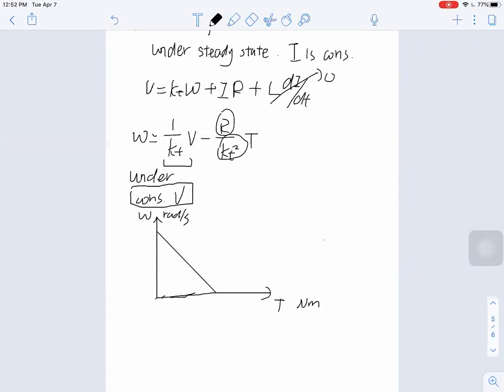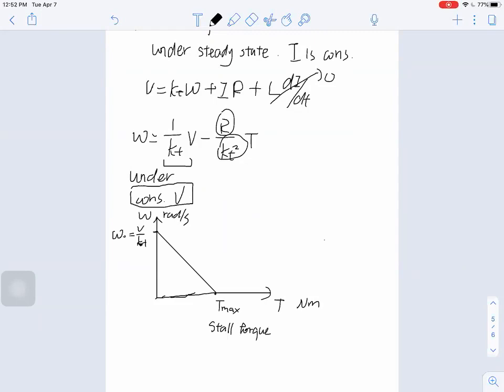At the top of this line, when we have the maximum omega, that's the no load speed. We call that point omega O, no load speed. That equals V over KT. So that's the maximum rotation speed you can get from this DC motor when there's no load. On the bottom here, we have the one point that has zero speed, zero velocity. That will give you the maximum torque, and that's also called stall torque.